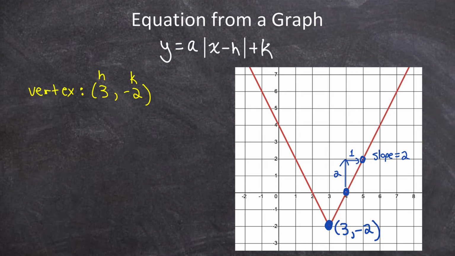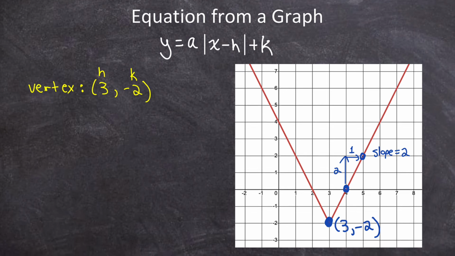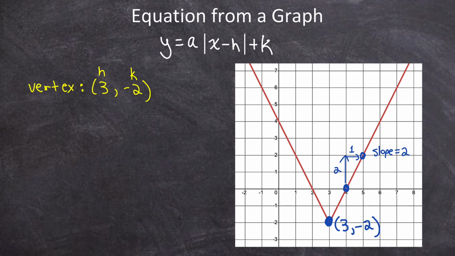But if you weren't able to easily count the slope, you would have to solve for it. And you can do that by picking some other point on the function that is not the vertex. So how about this point right here? That's the point (1, 2). That point has an x and a y value.